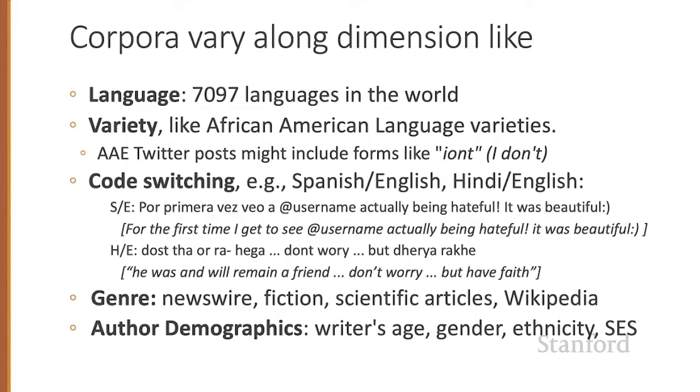Or the majority of people in the world speak more than one language. And sometimes they speak them in the same sentence. That's called code switching. So here's some examples of someone code switching between Spanish and English, or someone else code switching between Hindi and English on social media. And we'll have to account for this phenomenon when we're looking at our data. And of course, because these corpora were created for different purposes, they're going to be in different genres. We might have newswire or fiction or nonfiction or particular scientific articles or encyclopedic texts like Wikipedia. And then, of course, the author demographics matter, the age of the author, their gender, their ethnicity, their socioeconomic status. These are all things that might influence how a corpus looks.